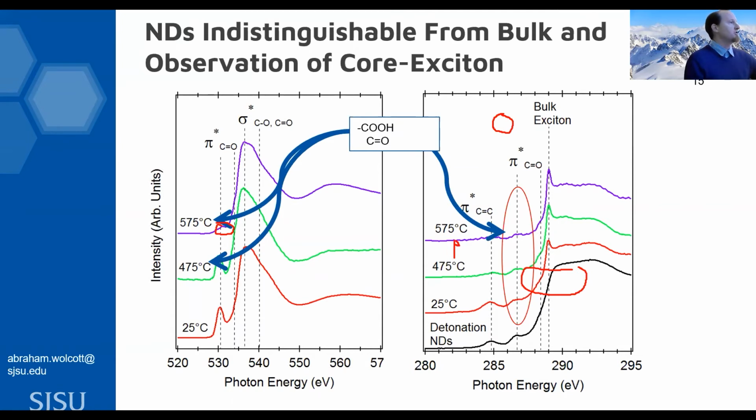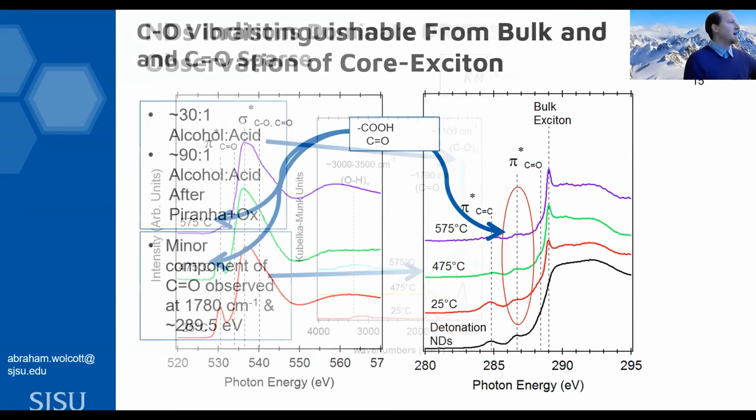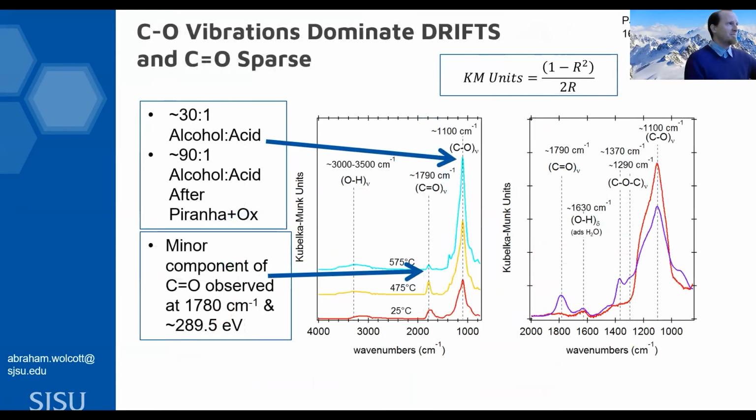We wanted additional techniques to support this type of conclusion. Of course, FTIR is much easier to use than the synchrotron, and so we did FTIR, which supported these assignments. We've got large alcohol peaks versus relatively small carboxylic acids. If we did a pre-Piranha etch and then did our aerobic oxidation in the tube furnace, we could eliminate most carboxylic acids on the surface.